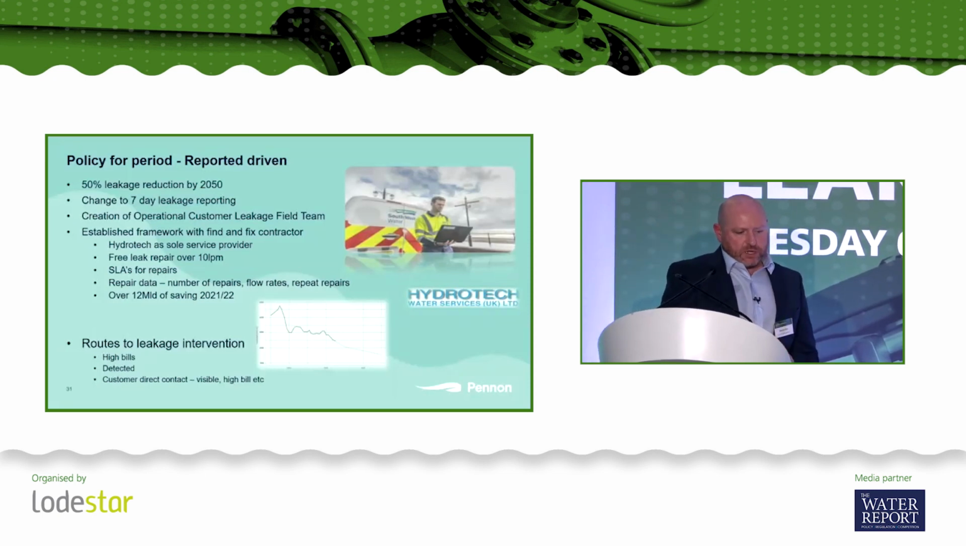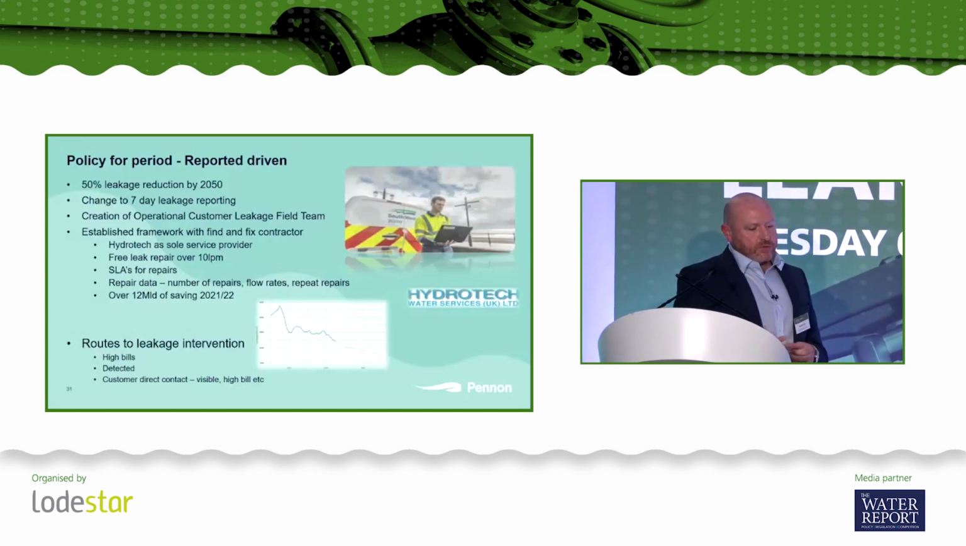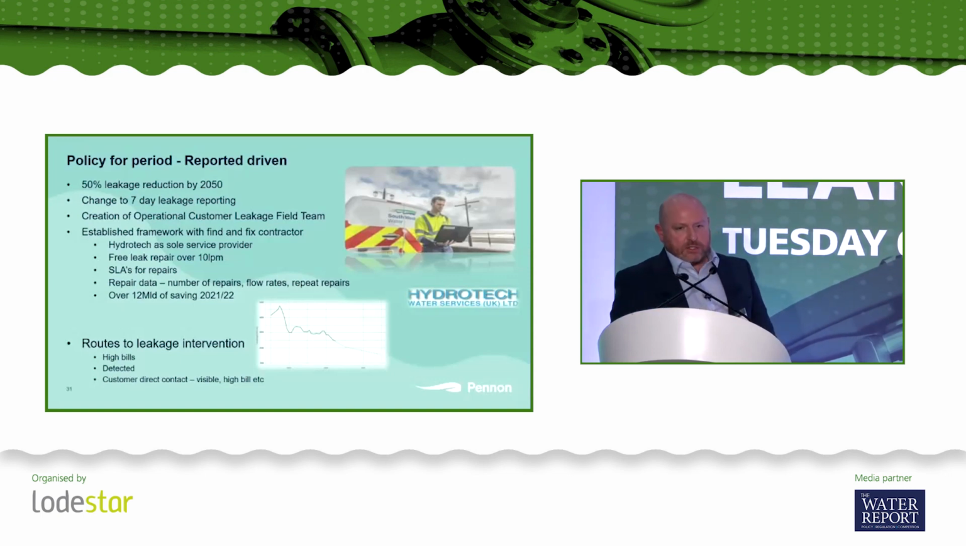So through 2021-22, when this was all up and running, it started in 2020, over 12 megalitres was saved through that period of time. We also looked at how the leakage was detected, or that intervention. So high bills, so detected, became a much bigger part of our active leak detection around customer leaks, and then other customer contacts. We promoted a lot to customers to say, please call us if you have got a leak, so visible leaks, changes in consumption, not just high bills.